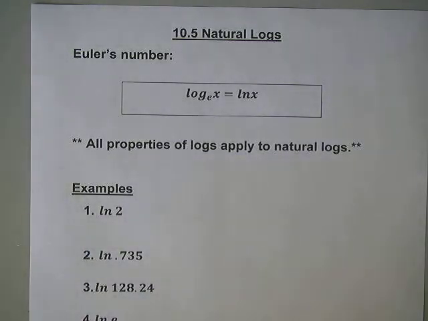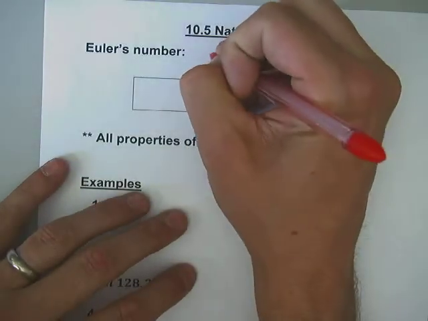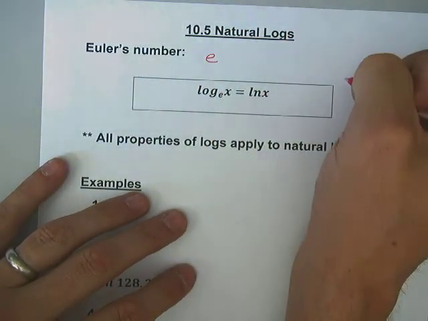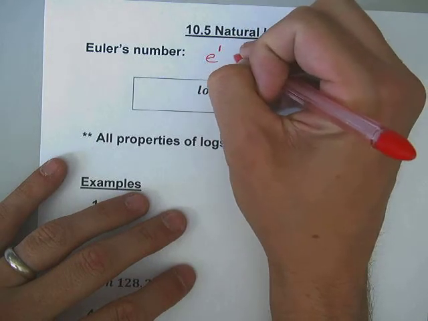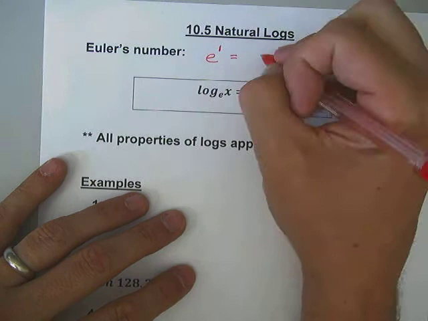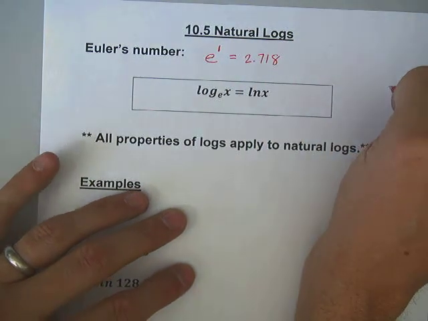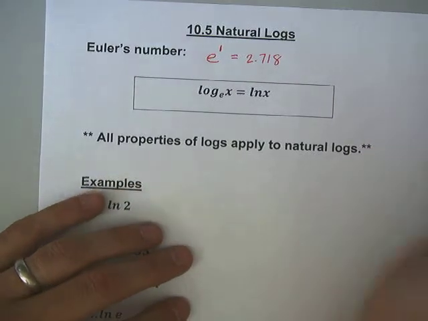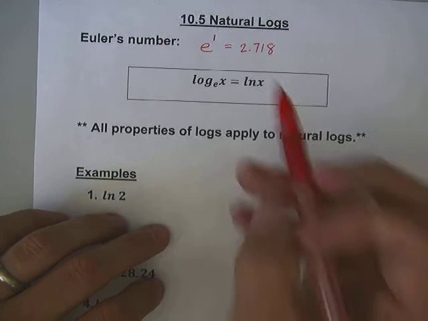Leonhard Euler was a Swiss mathematician. There's a lot of uses for this number in upper level mathematics. We're not too concerned about that right now. Let me give you a value. Euler's number is represented by the letter e, or e to the x, but more specifically e to the first power. And that's equal to about 2.718.